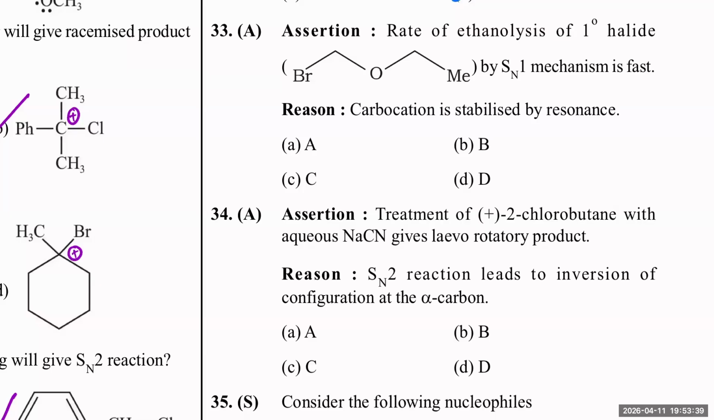The rate of ethanolysis of 1 degree halogen by SN1. See, if I remove the bromine, I'll get positive charge here, which can be resonance stabilized. Okay. So SN1 will happen faster, which is true here. Carbocation is stabilized by resonance. That is also true here. So both of them are true. Correct. So A is correct here.